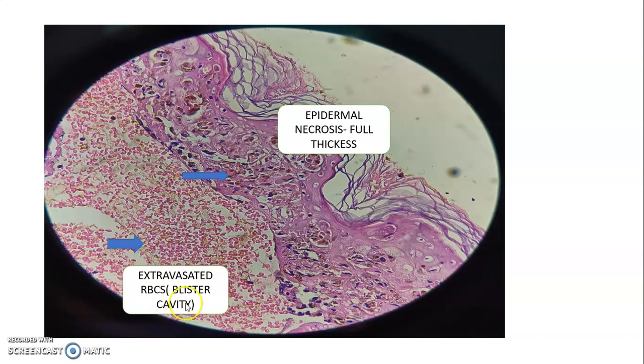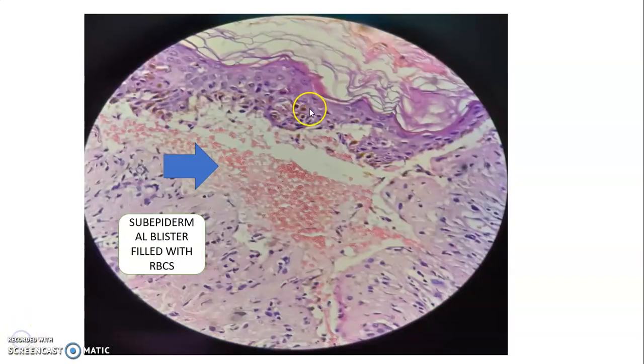Subepidermal bulla. This is the basal layer. So the split or bulla formation is subepidermal. These are RBCs or erythrocytes. So the bulla or blister cavity is filled with extravasated RBCs. This photograph is also showing a subepidermal blister filled with RBCs.